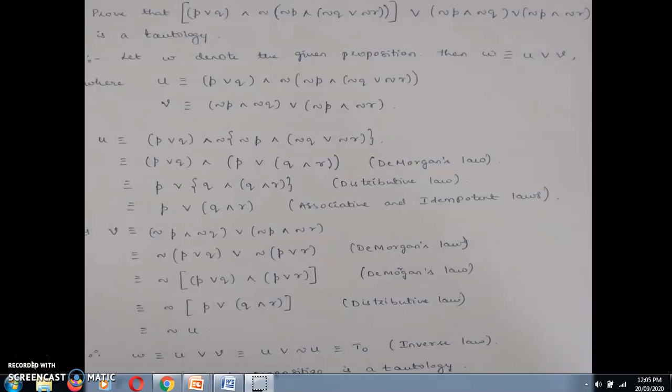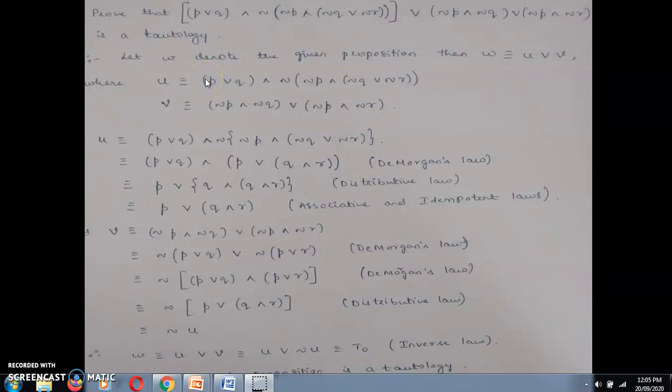Hello everyone. Let us continue with the next problem by using a law of logic. Even in this problem, we have to prove that the given proposition is a tautology. So we have two propositions. This is P or Q is a tautology. Considering this as U or V, we need to prove that it's a tautology.